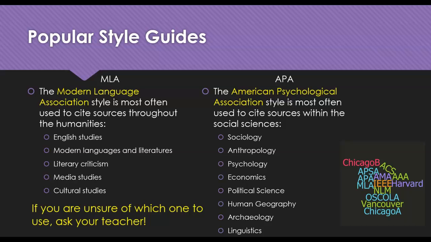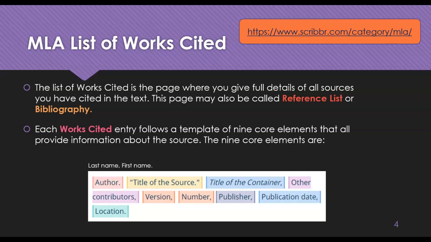So, popular style guides. We've all heard of MLA and APA. MLA stands for Modern Language Association, and this style is most often used to cite sources throughout the humanities, such as English, languages, literary criticism, media, and cultural studies. The APA style, American Psychological Association, is most often used to cite sources within social sciences, such as psychology, sociology, anthropology, human geography, and etc. There are many different styles, so if you're unsure of which one to use, ask your teacher.